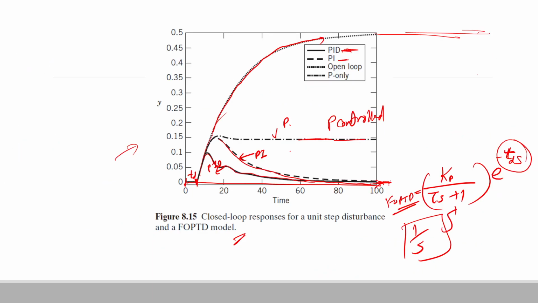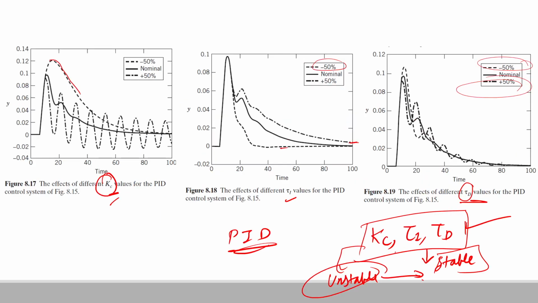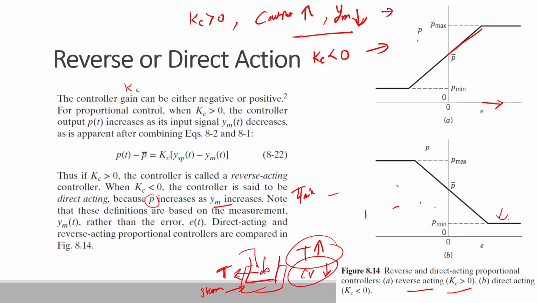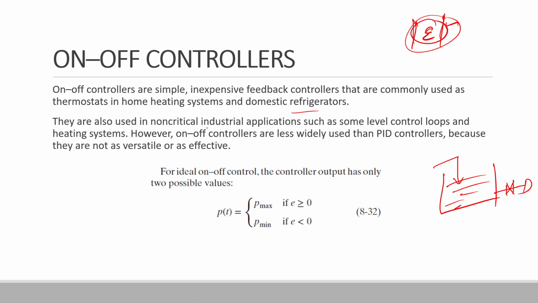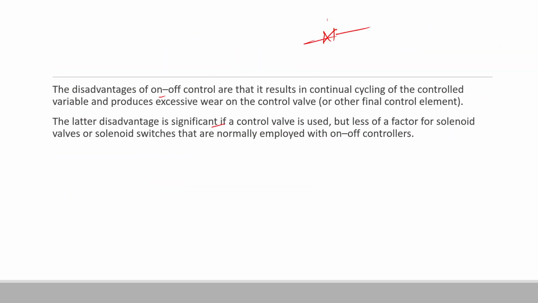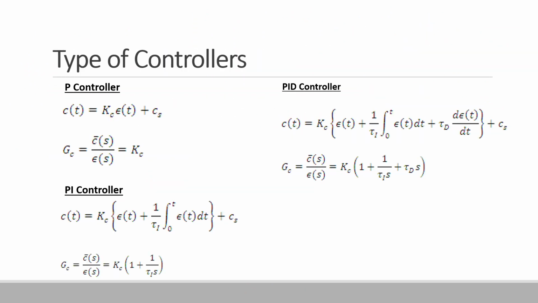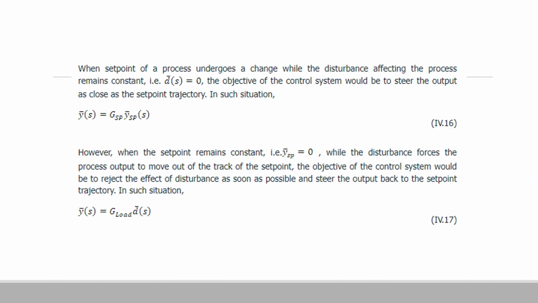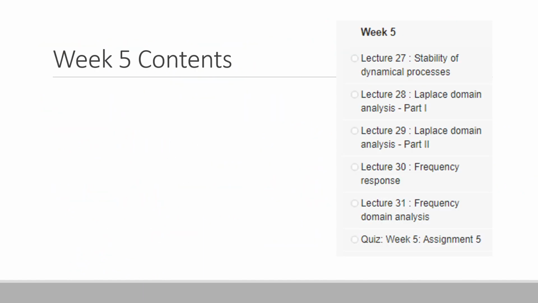Then we studied different kinds of plots related to varying the controller. In PID controller we tried varying the values of Kc, tau I, tau D, and then we studied the plots. Then we studied the on-off controller. So today we will be starting with week 5, that is related to the stability analysis.